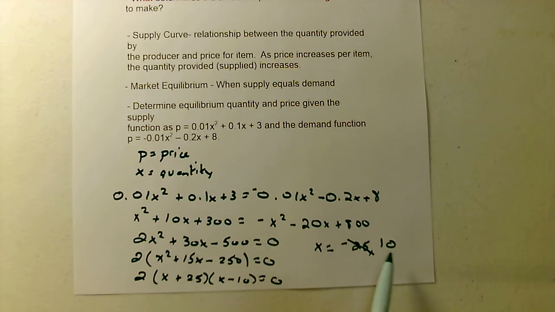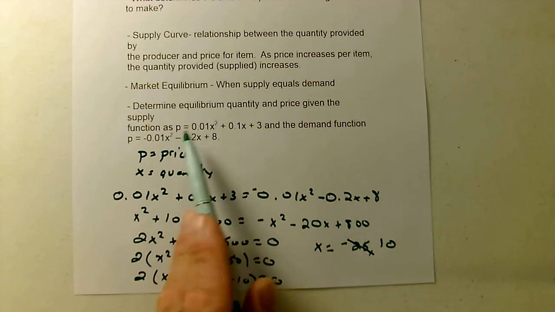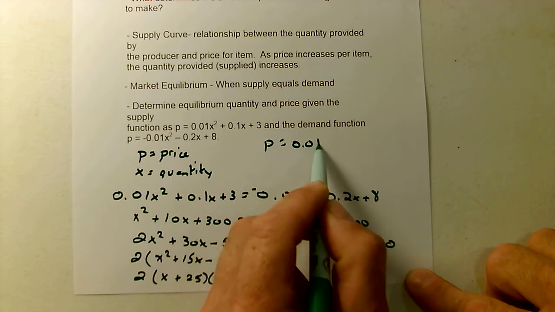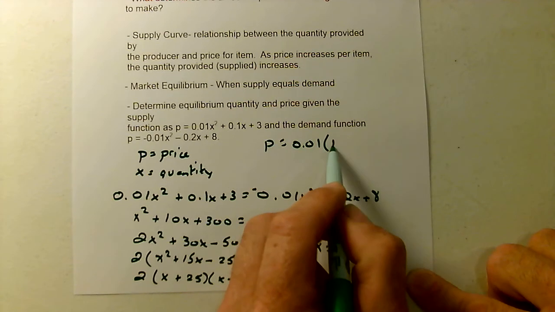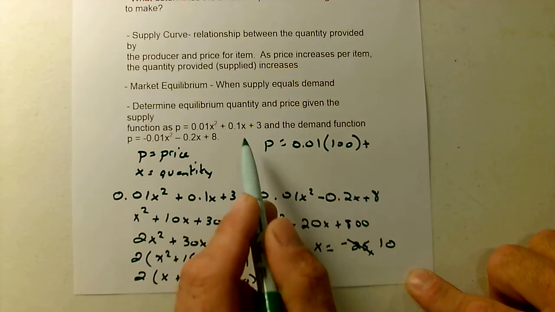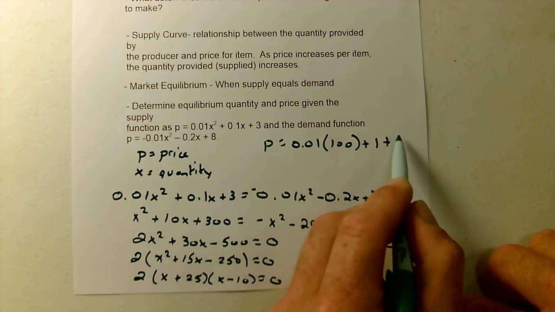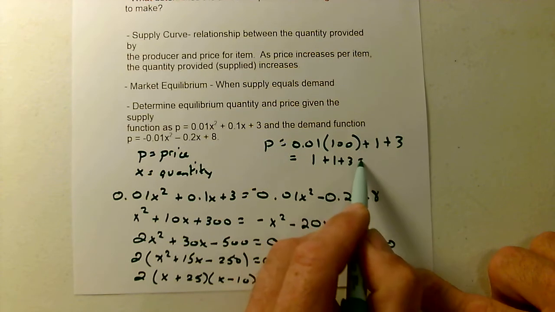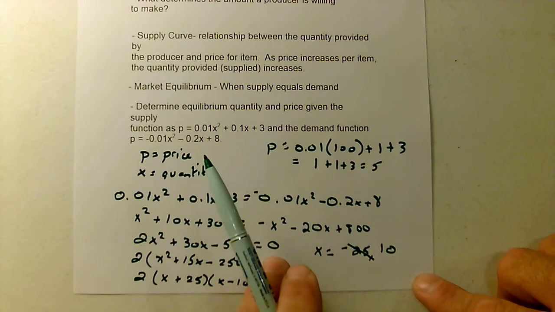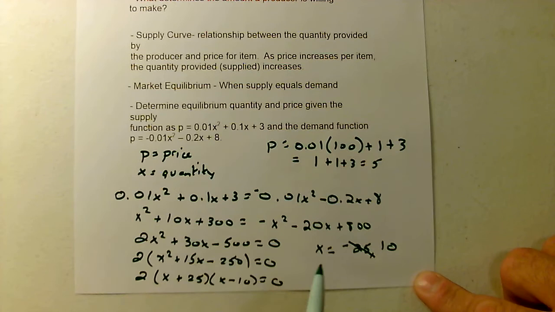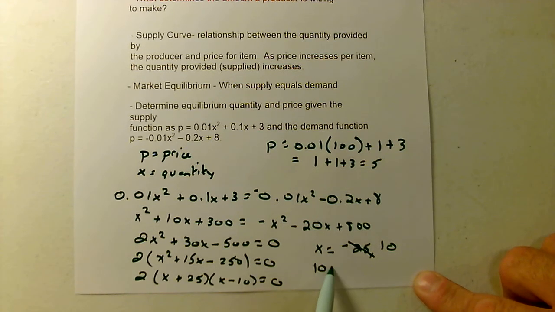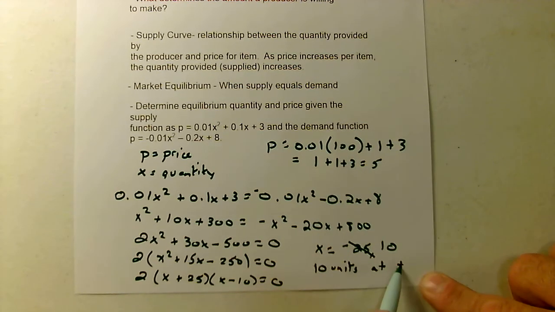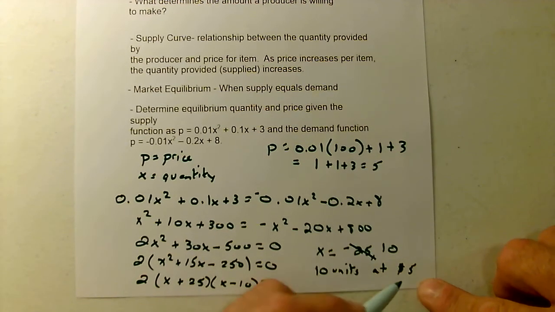How do I find the price? If I take my 10, I can plug it into either one of my equations. I'm going to use my first one here. So p equals 0.01, or 100th, of 10 squared, which is 100, plus 10 times a tenth, which is 1, plus 3. So here I get 1 plus 1 plus 3, which gives me 5. So in the context of this question, my market equilibrium is at 10 units, and it's going to be at $5 a unit. Now that should be a dollar sign there.